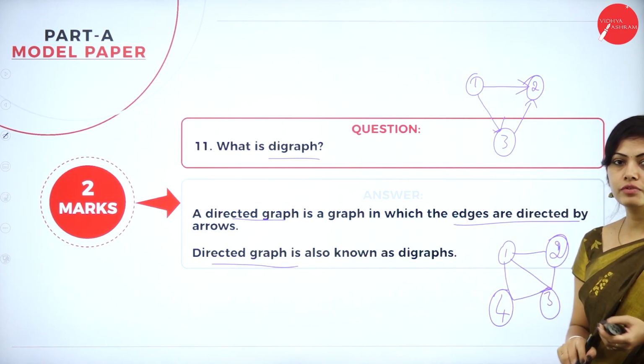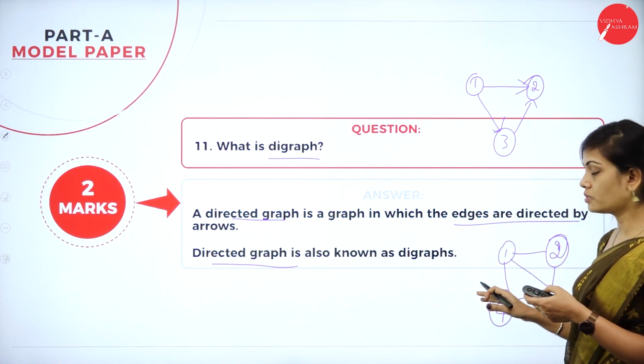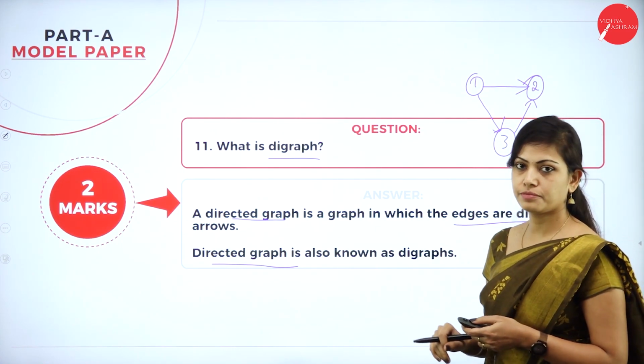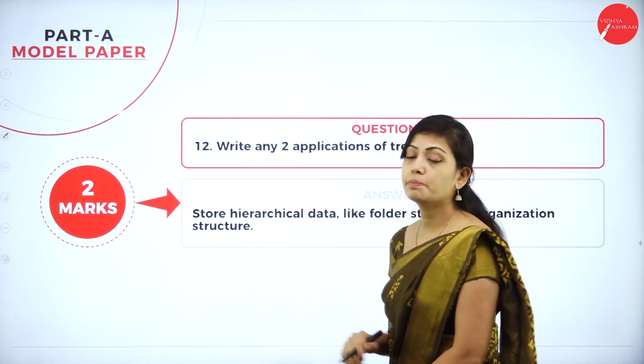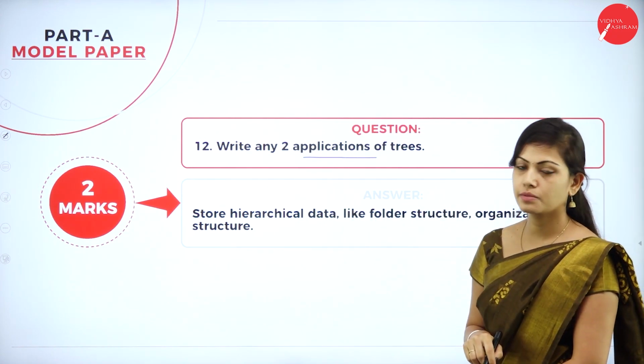Is this a digraph? No, it's not a digraph because the edges are not directed by arrows. It is an undirected graph. This is a directed graph. And the last question in part A is: write any two applications of trees.